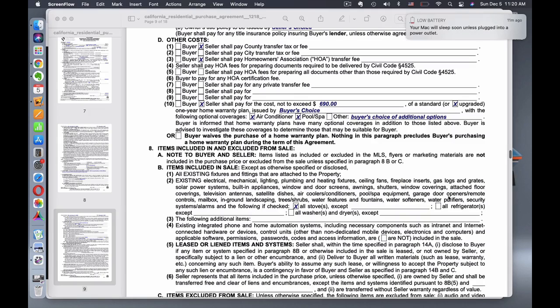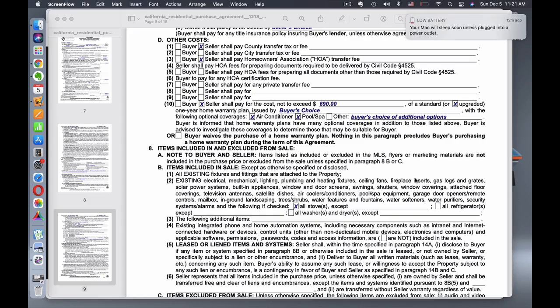Okay, so now the rest of this is going to go a little quicker, and after this page we move into more things about disclosure responsibilities and investigation time periods. Under 8, there are items that are going to be included or excluded from the sale. In most cases, there's really not a lot of items. If you want to ask for the stove, the refrigerator, the washer and dryer, you can ask for these things.